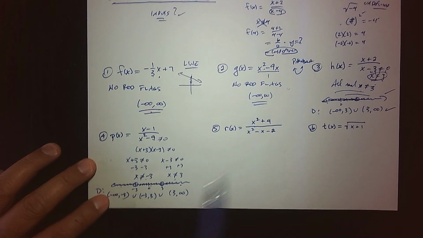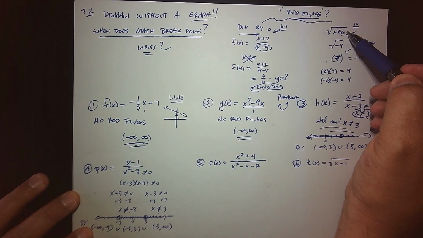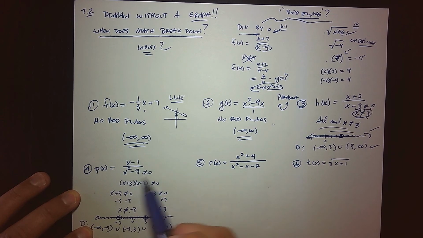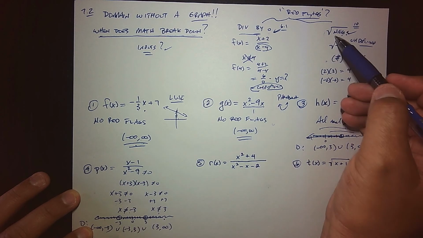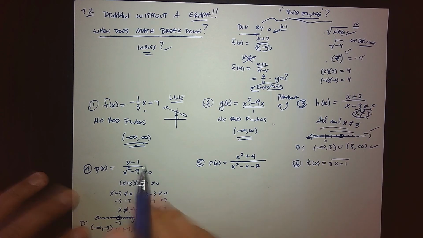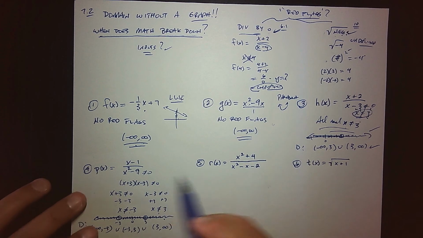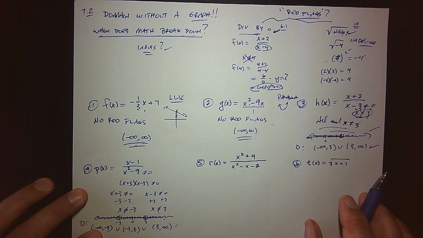Square roots, all right, we have to account for that red flag. Well, nowhere in this function is there a square root. Again, a square is different than a square root. So no red flag with regard to that. So we're done. There's my domain.